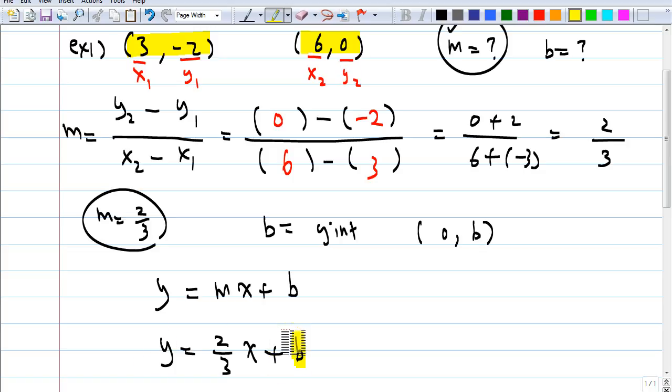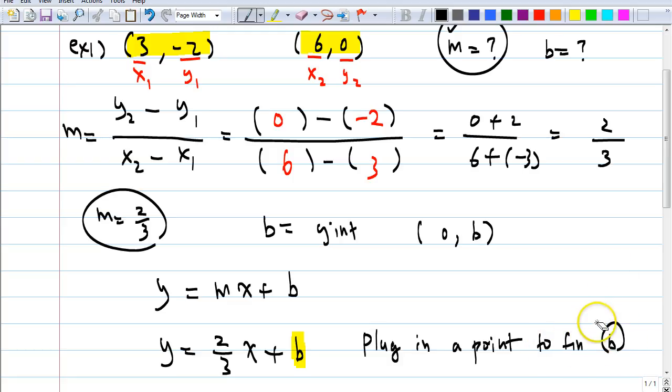So, in other words, (3, -2) or (6, 0) is a solution to this equation that we're trying to figure out. So, in order to find b, all you have to do is plug in, write this down, plug in a point to find b. When I say plug in a point, it means one of the solutions of this line. So (3, -2) makes this equation true. (6, 0) also makes this equation true, correct?